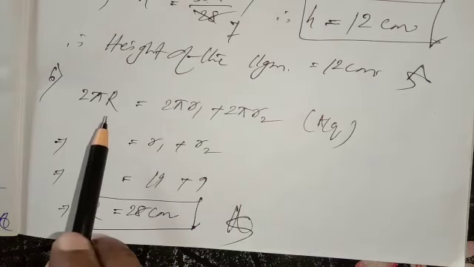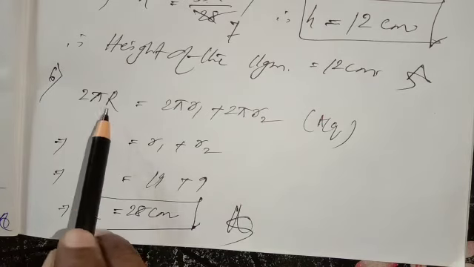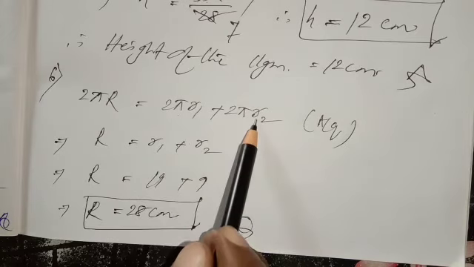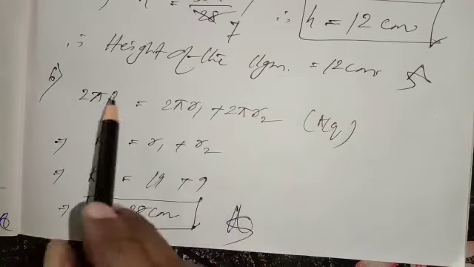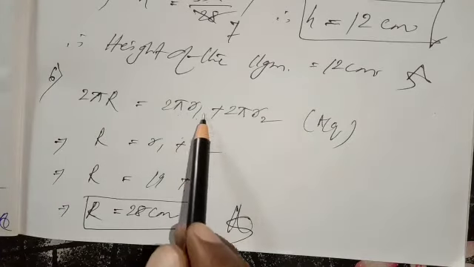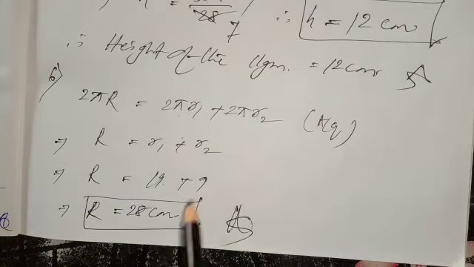As per the question, the circumference of the required circle is equal to the sum of the circumferences of the other two circles. So according to the question, I have written here, taking 2 pi common and canceling on both sides, r is equal to r1 plus r2. 19 plus 9, 28 centimeters. Let us go to question number 7.